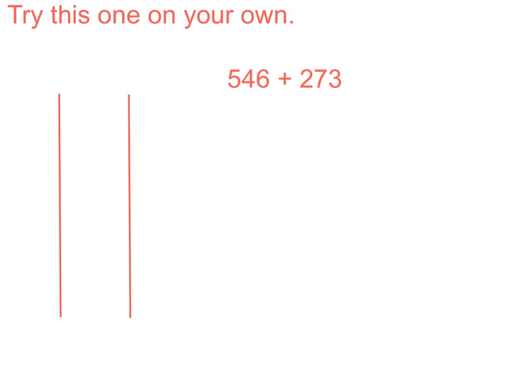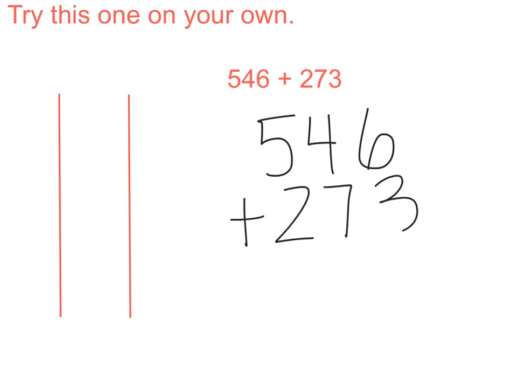You are going to try this problem on your own. You are going to add 546 plus 273 in your notebook. First, write your problem vertically, making sure to line up your hundreds, your tens, and your ones. Place your equal sign and your plus sign. Next, draw both your numbers in your chart and then begin adding, making sure that you start with the ones column. You need to regroup when necessary. When you're done with this problem, you're done with the lesson for today.